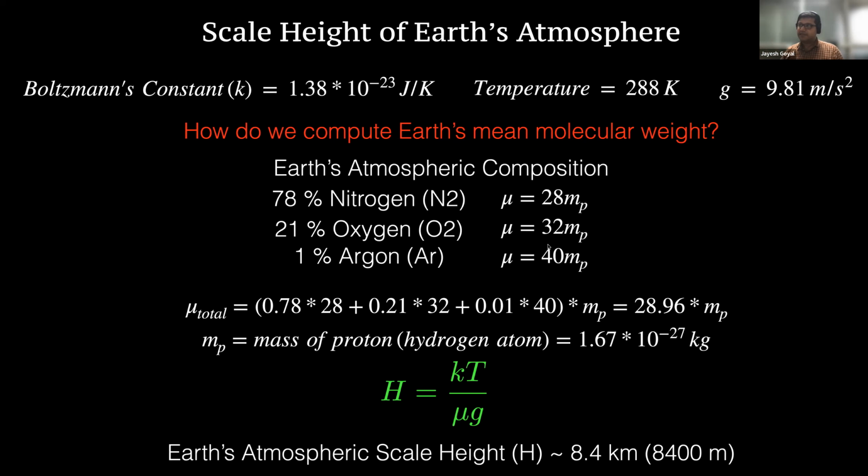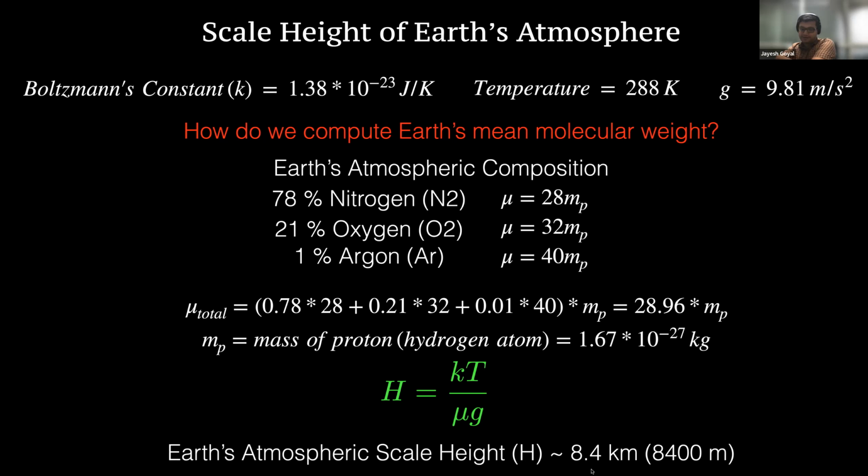So I am just taking the remaining 1% as argon. It's an approximation, which is all right to do. If you take other gases like CO2 exactly, the result won't change much. So that gives you 40 times the mass of the proton. If you do this calculation in total, this gives you 28.96 times the mass of the proton. If you substitute this into kT by mu g, you get the Earth's atmospheric scale height as 8.4 kilometers.